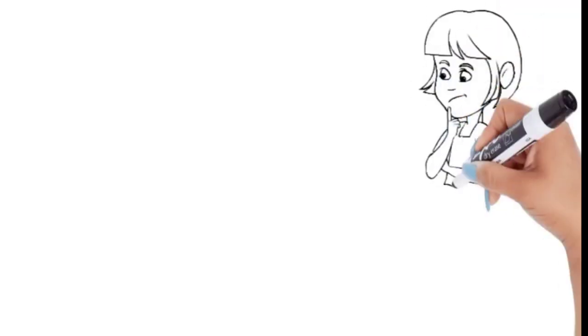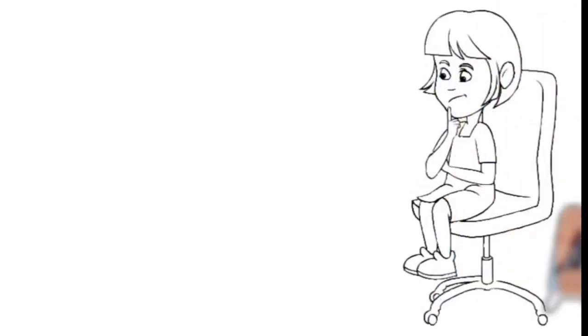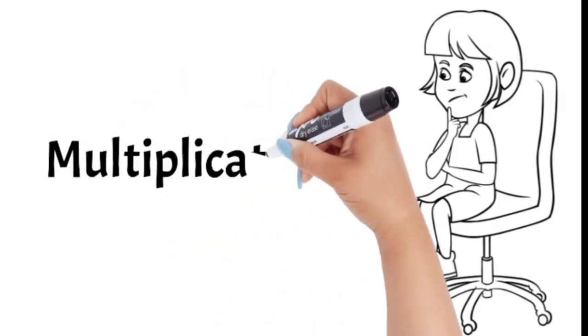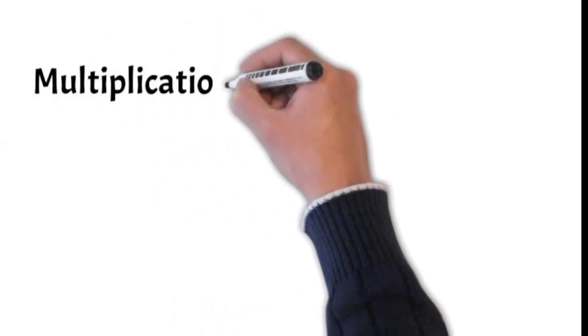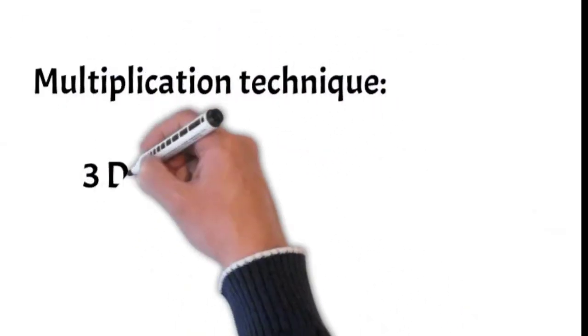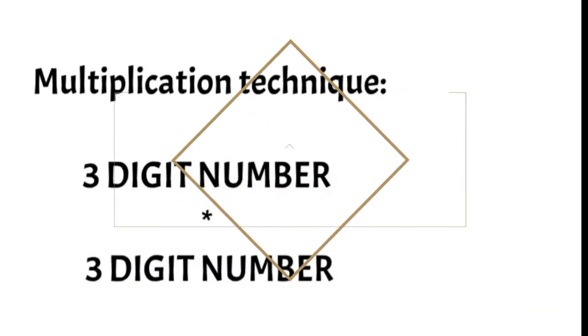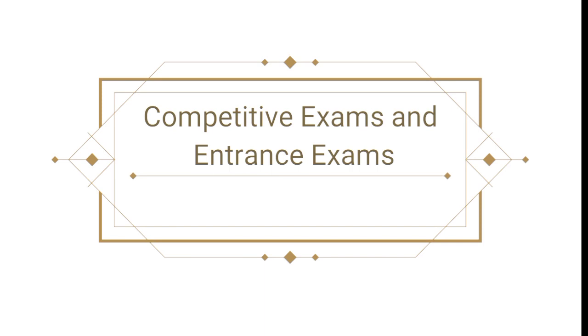Usually, we take a long time to multiply a 3-digit number with another 3-digit number using normal methods. But here I am going to teach you a simple method by which you can multiply a 3-digit number with another 3-digit number easily, which is used in competitive and entrance exams. Let us see about that.